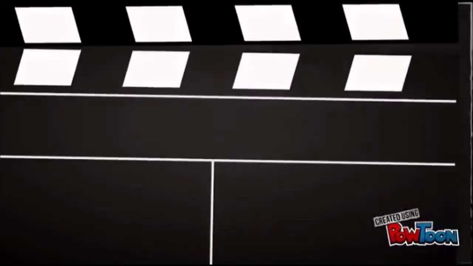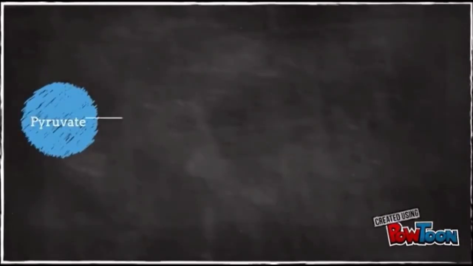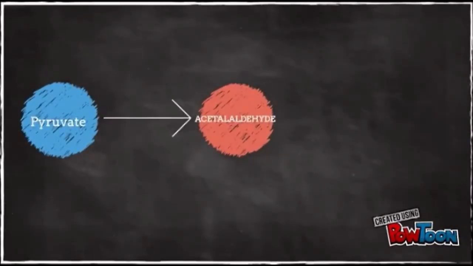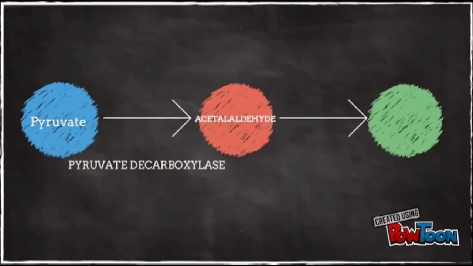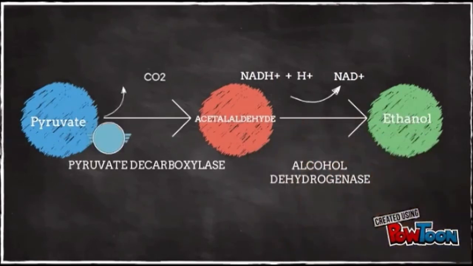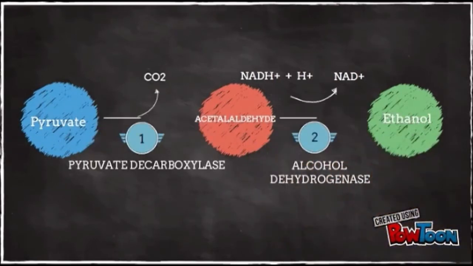Anaerobic ethanol fermentation. Decarboxylation of pyruvate, catalyzed by pyruvate decarboxylase with the coenzyme thiamine pyrophosphate. Alcohol dehydrogenase: reduction of acetaldehyde to ethanol by NADH, catalyzed by alcohol dehydrogenase.